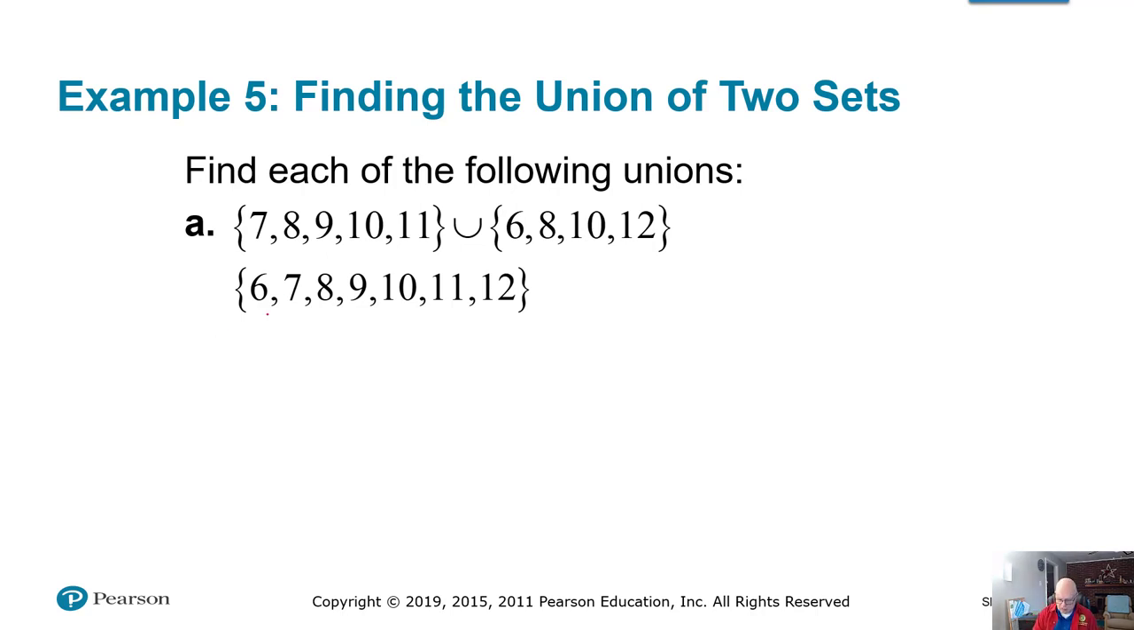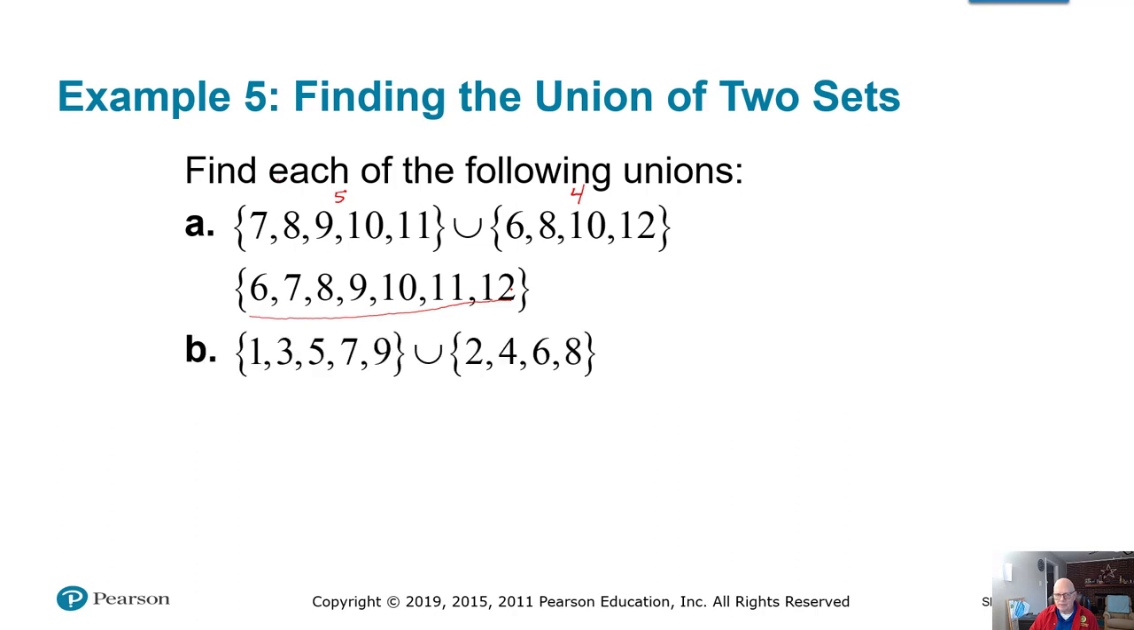Notice that there were 5 elements in here. Remember, that's the cardinality of that set. Over here, there are 4 elements. So you might think if they didn't have any duplications, you'd end up with 9 members or 9 elements. However, there are some duplications. And you don't rewrite numbers because that's sort of silly.